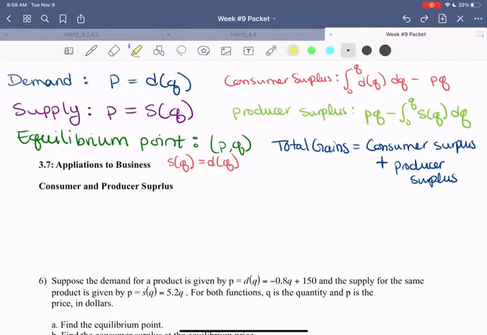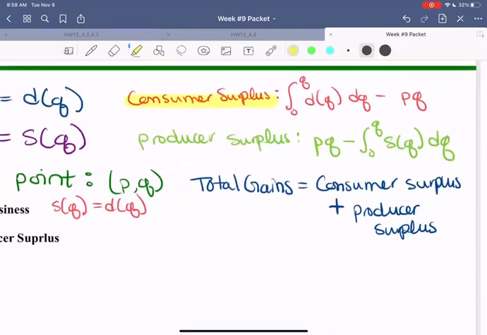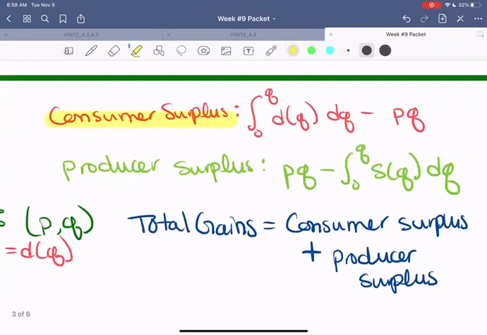Now on to the formulas that we'll be seeing in this section. First of all, we have the consumer surplus. Consumer surplus is the integral of the demand function from 0 to Q, minus P times Q. We should think of this as the total coming in from the amount of demand for Q items, minus the price for making those Q items. So this is how much extra, or surplus, is coming in from the consumer.